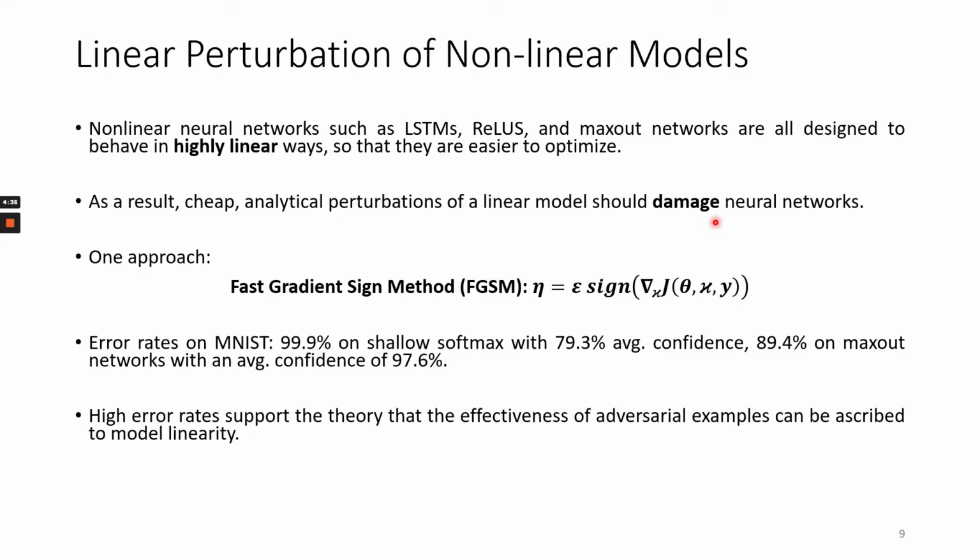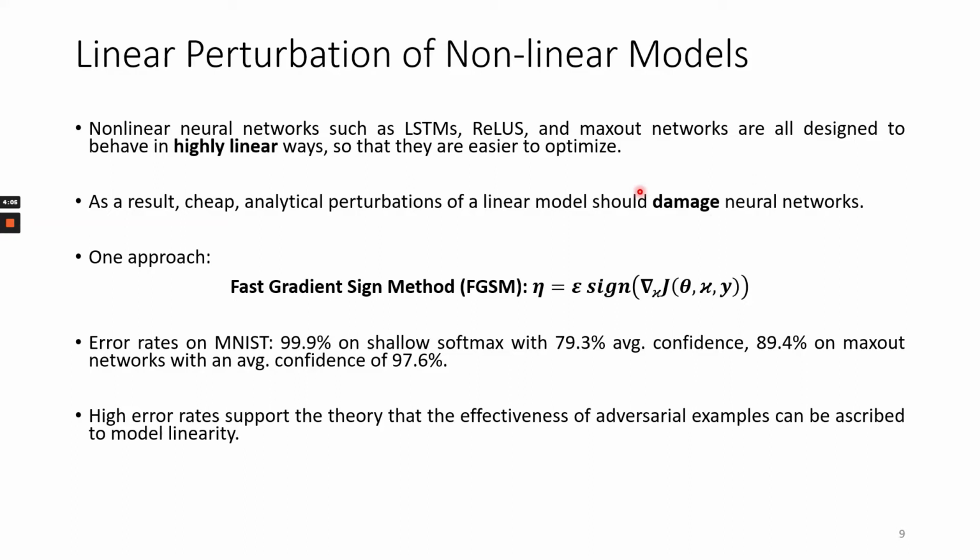For that, we take, for example, nonlinear neural networks such as LSTMs, ReLUs, and Maxout networks, which are all designed to behave in a highly linear fashion. This linearity is maintained so that they're easy to optimize. Now, because they have this linearity in them, there is always a cheap and easy way to generate perturbations for this linear model, such that the neural network itself is fooled.